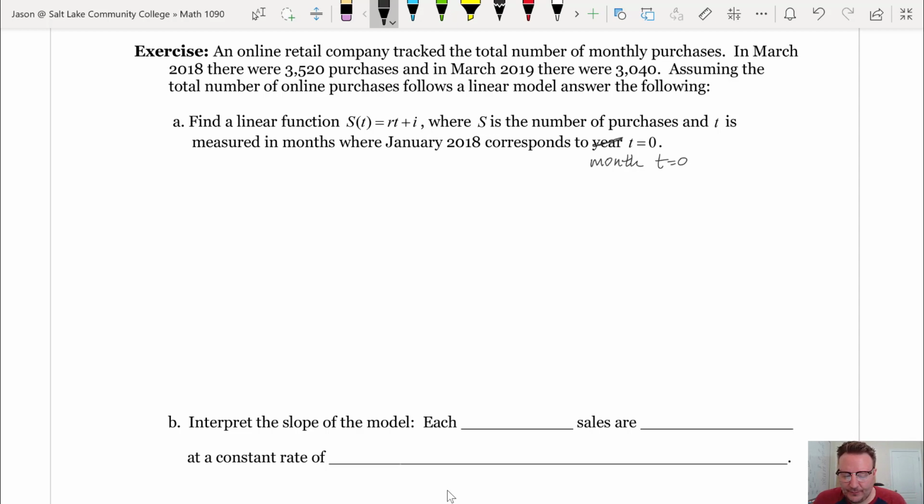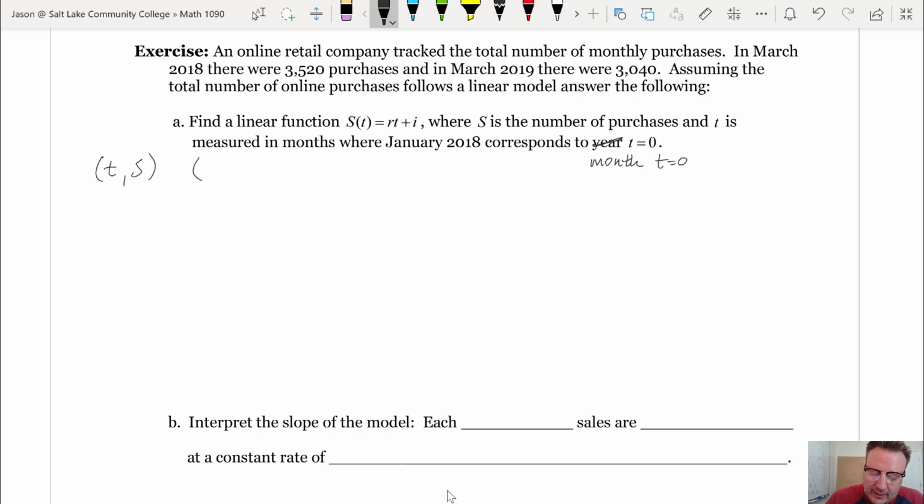Okay. So let's see here. We've got 2 data points. By looking at the form of the function, we want t, our time measured in months, to be our independent variable. In other words, the variable that comes first, and s, the number of online purchases, to be the dependent variable, or the variable that comes second in a coordinate pair. So we're going to create t comma s pairs.